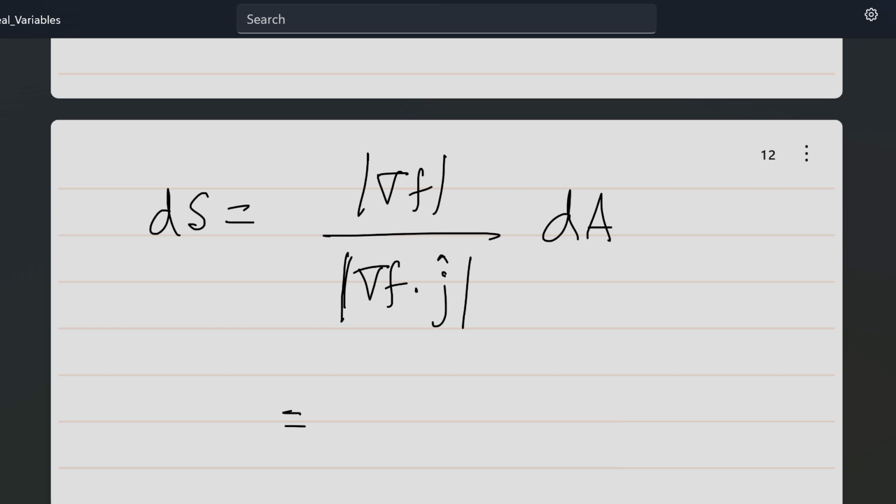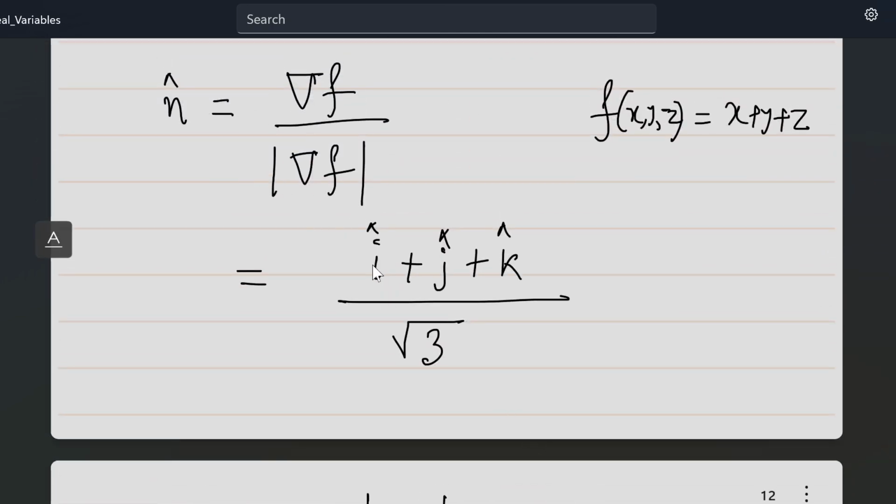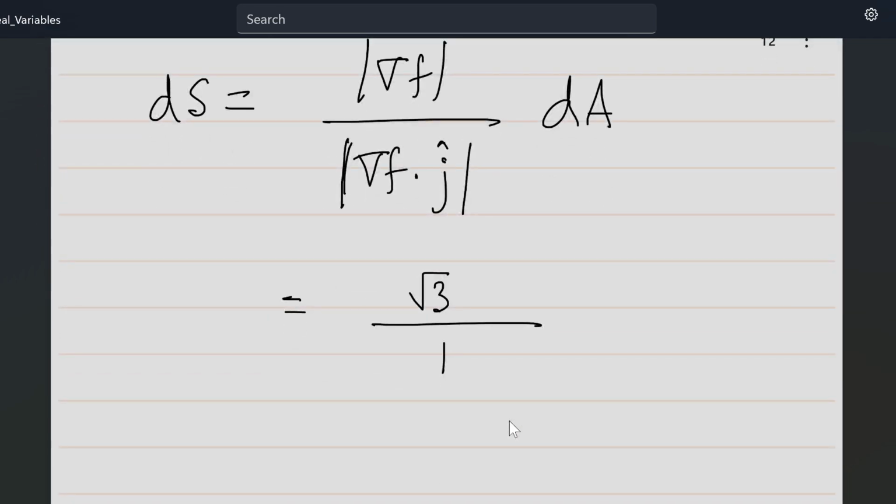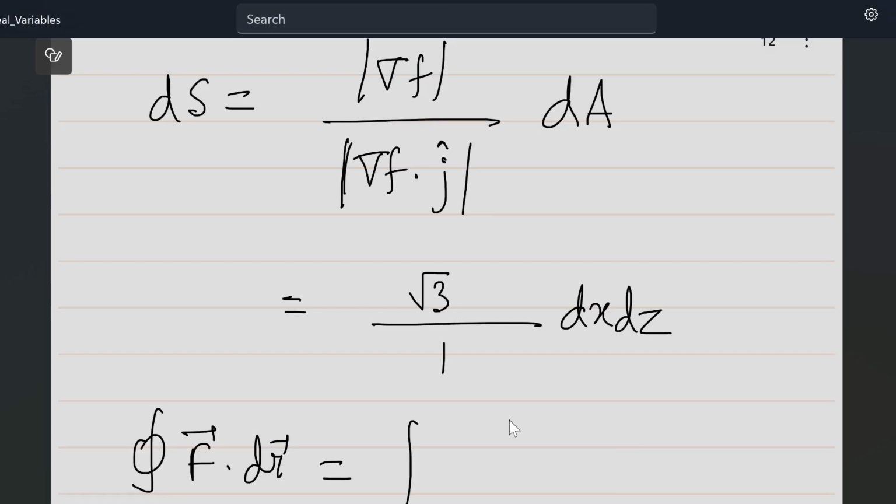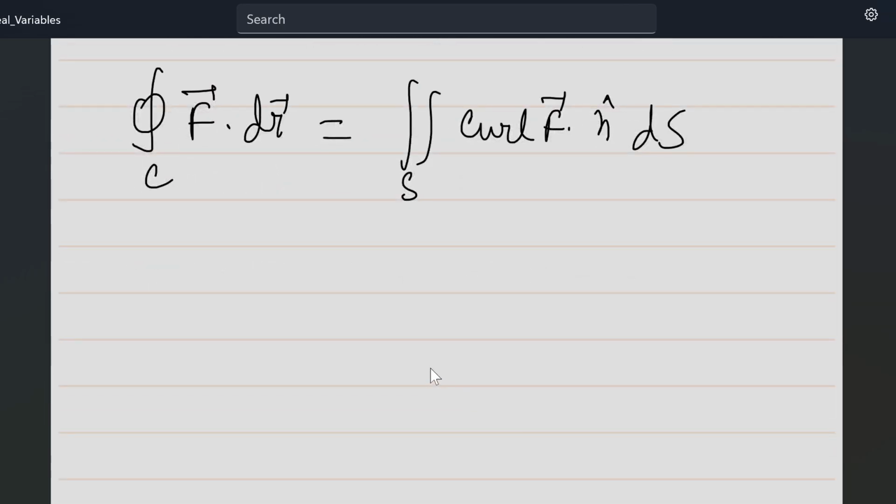Okay, so what is grad f? I just found it is root 3, and grad f dot j hat is 1, because grad f means i plus j plus k. So i dot j, j dot j is 1 only, and dx dy, dx dz. So your question is saying you have to find this f dot dr. I am writing this as surface integral curl f dot n hat ds. Now I already found all these things on the right hand side, so I'll put them one by one.